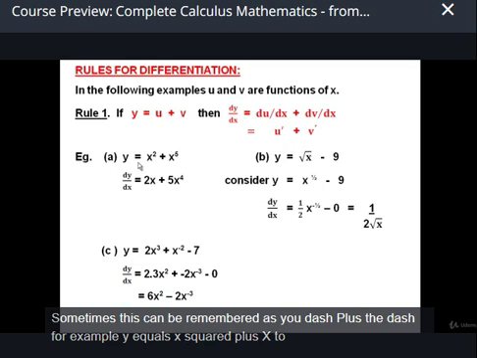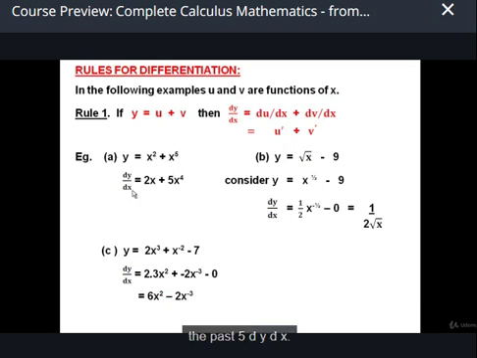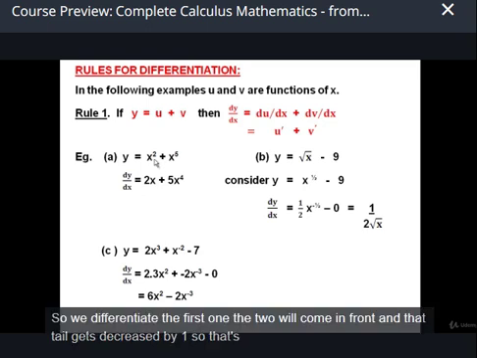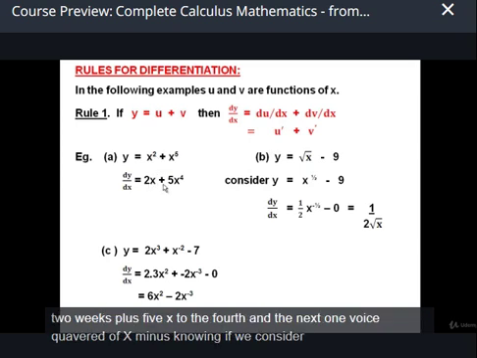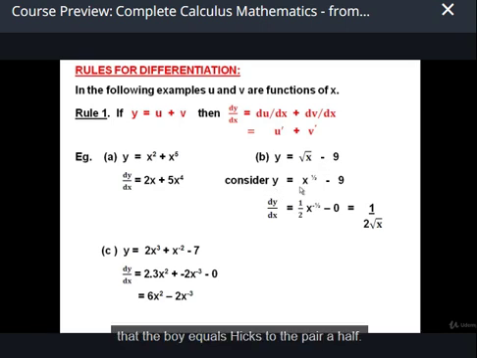Here's our example. Y equals x squared plus x to the power 5. Dy dx, so we differentiate the first one, the 2 will come in front, and the power gets decreased by 1, so that's 2x, plus 5x to the 4th. In the next one, y is the square root of x minus 9. If we consider that to be y equals x to the power a half, that's the same as the square root, minus 9.